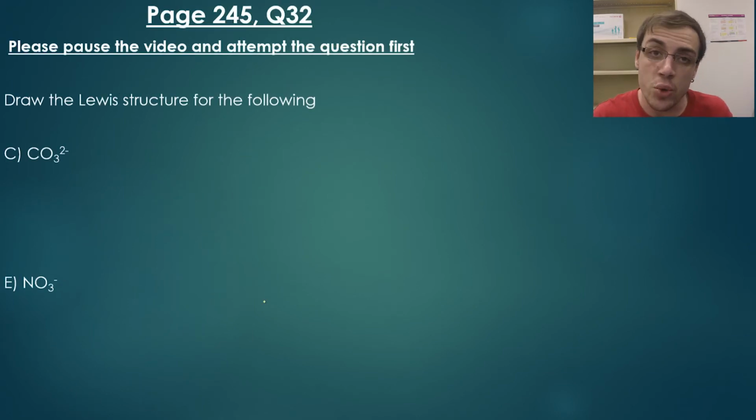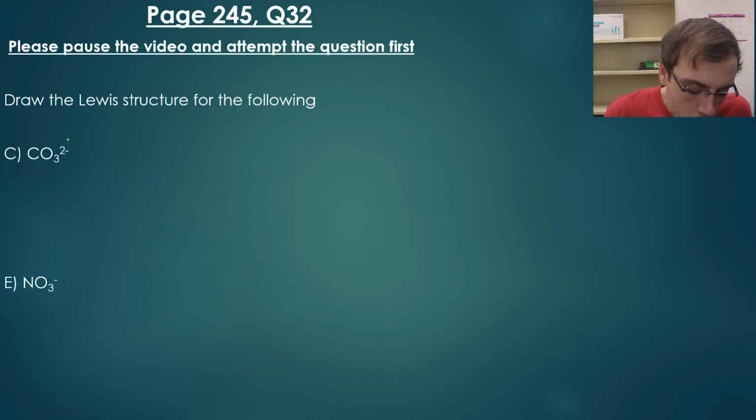Now the next two that we're going to attempt are much more challenging, and this will take a lot more working out in order to get our Lewis structure. But as long as we follow the same pattern as before, we'll be fine. So draw the Lewis structure for the following: CO3 2-.